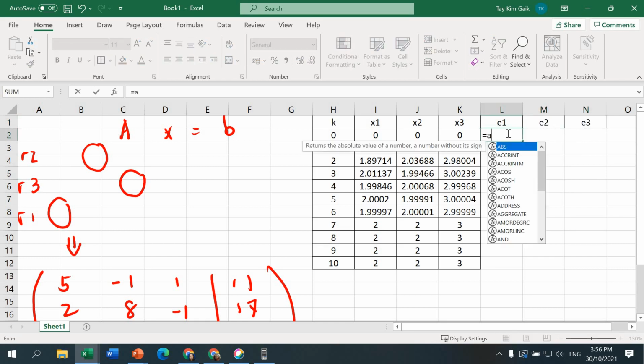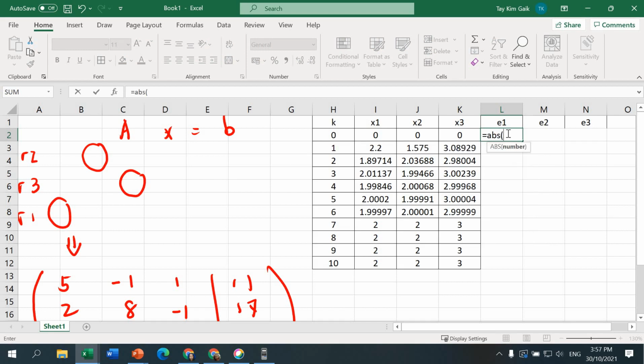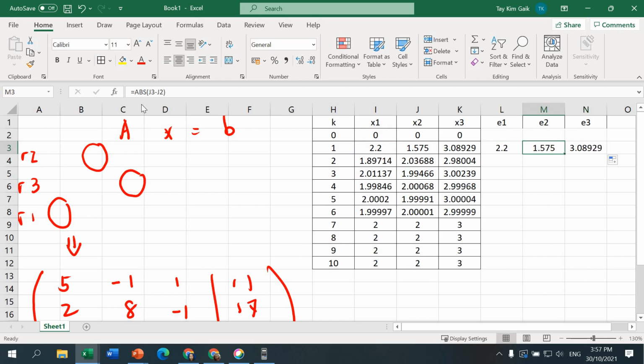The error is actually the absolute value, ABS, of the new x1 minus the previous x1. Then I can copy the formula. In Excel, you can copy it not only down, you can also copy it across columns. The pattern will be followed. So you see the errors are greater than epsilon, that's why I proceed to the next row.